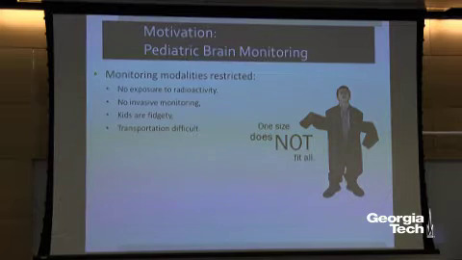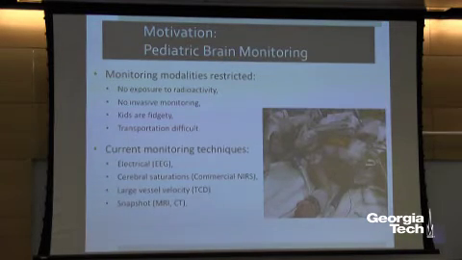I think the rule of thumb is, if they're under 6 years old, they need to be sedated for an MRI scan. So obviously, we want to avoid sedation if at all possible. And then when patients are critically ill, like this baby in the cardiac intensive care unit, transportation can be quite difficult and require a full team of people.